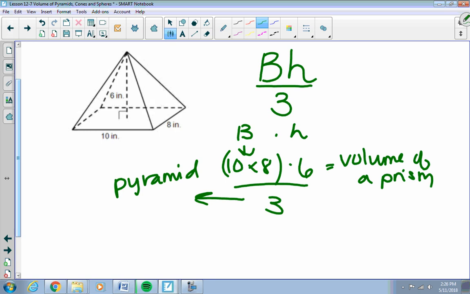So, it's 80 times 6, right? Divided by 3. Is it 160? 60 inches cubed. Okay, if you're putting it in your calculator, you put the top in first. Equal it, then divide at the end. Sometimes if you put your dividing by 3 in, things get screwed up, so make sure you do one step at a time.